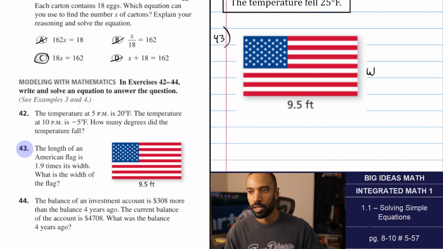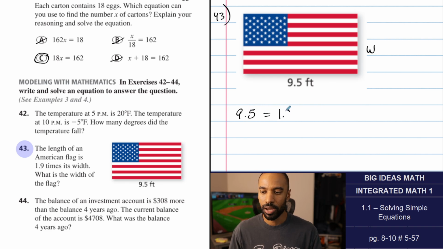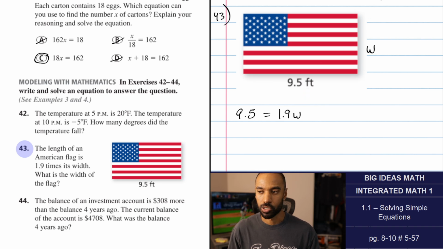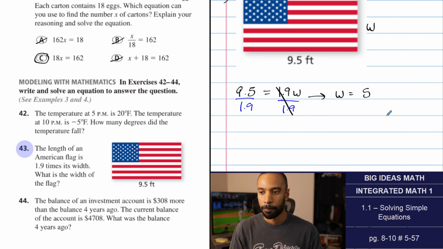The length is 9.5 times the width. Sorry, 1.9. The length is 1.9 times the width. And again, I don't know what you do and don't know about writing equations, but the length is 1.9 times the width. What is the width? There's our setup. Now, it's multiplying by W, so we divide by that 1.9. I think that's 5. The width, W, equals 5. The width of the flag is 5 feet.